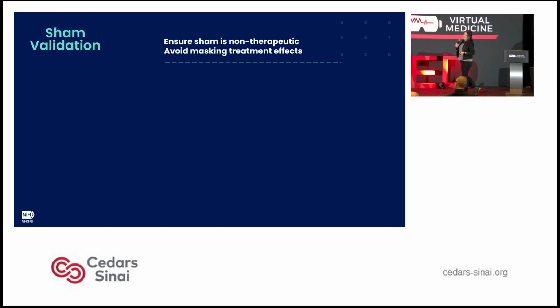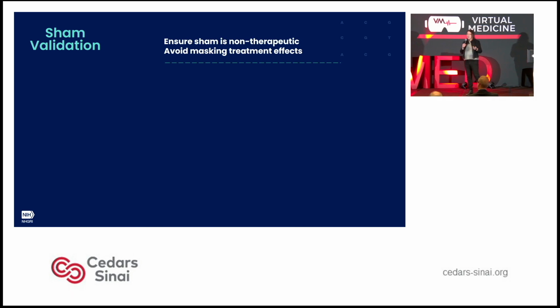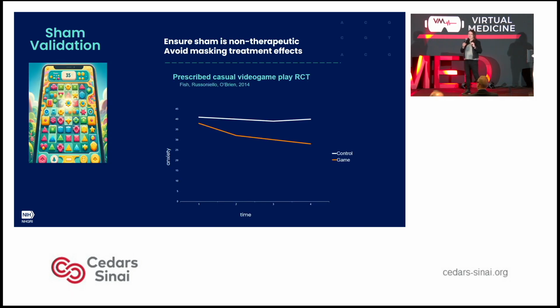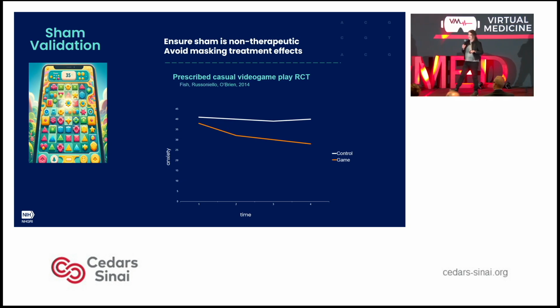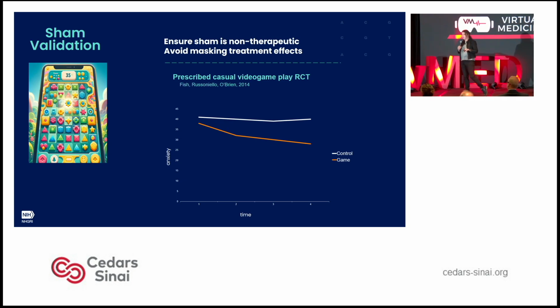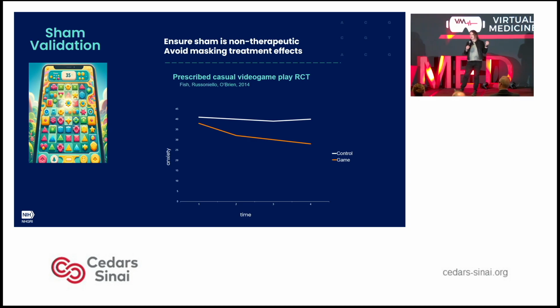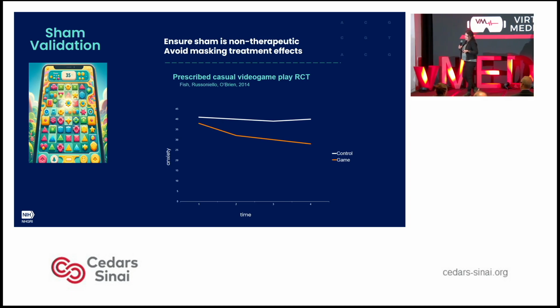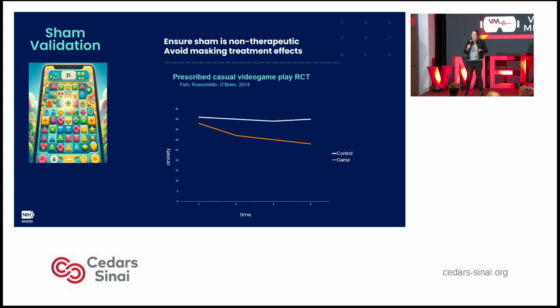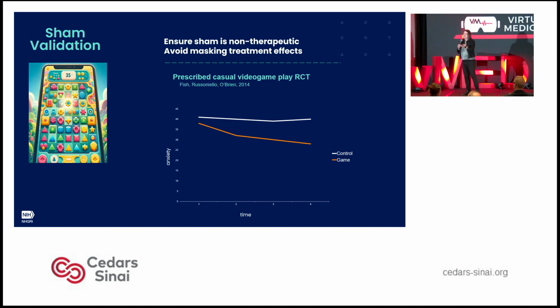Now, one way that we tend to want to do this is to grab a commercial off-the-shelf product and give that instead. That could be a misstep. So just as an example here, this is a study by Fish and colleagues where they showed that just prescribing a casual puzzle game on your phone, something that we might reach for as, say, a comparator, actually in their sample reduced anxiety significantly over time. None of these games were designed to reduce anxiety, but it doesn't mean they won't do it.